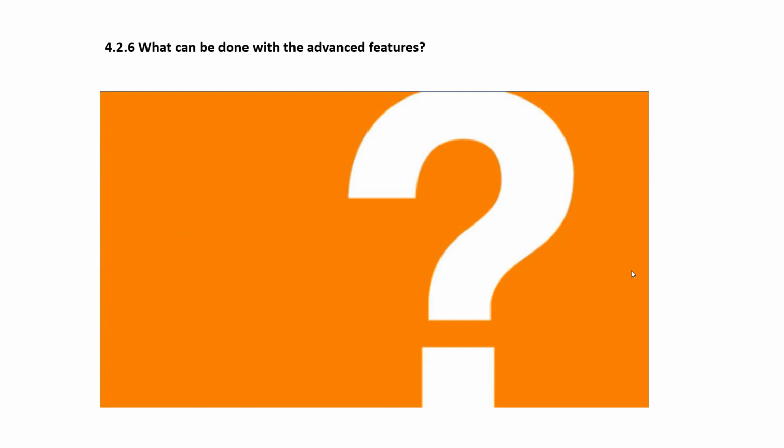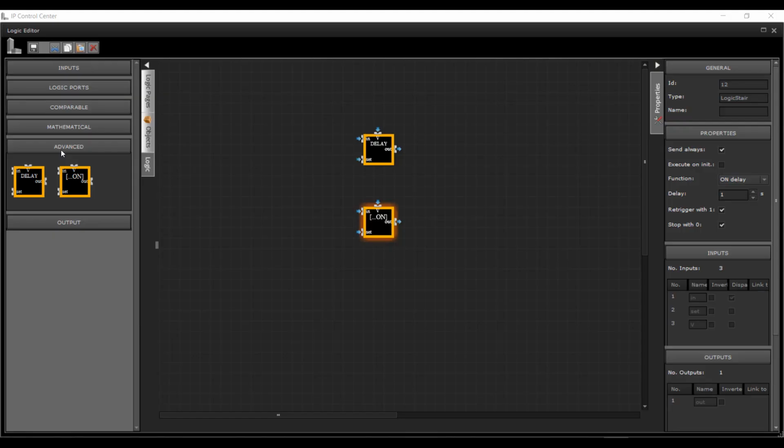4.2.6. What can be done with the advanced features? This section contains time and delay elements. These have an internal input and an internal output. Additionally, these gates have a special set input. This separate input can be used to set a delay time via a communication object or a group address. The appropriate logic gate must be selected in order to configure it.